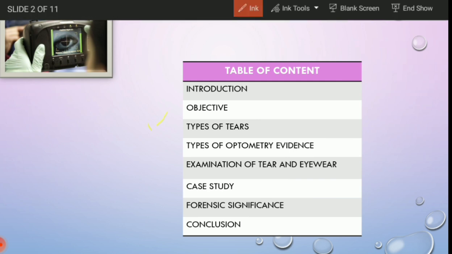We will discuss the objective, the types of tears, the different optometric evidence that we encounter at the crime scene, and the examination of tear and the evidence, along with the case study where forensic optometry served as a useful tool in dealing with the case, then the forensic significance, and at last the conclusion of the entire lecture.